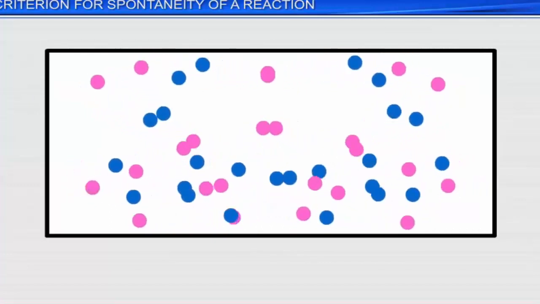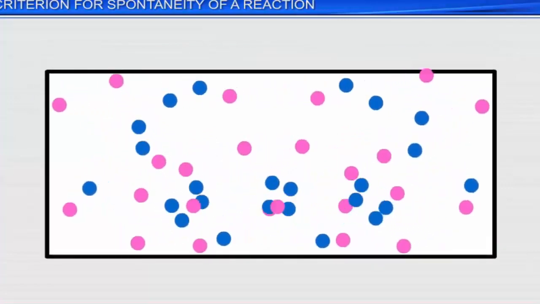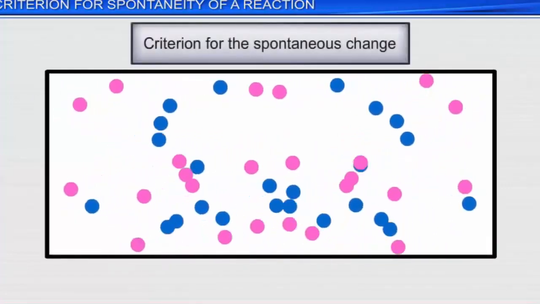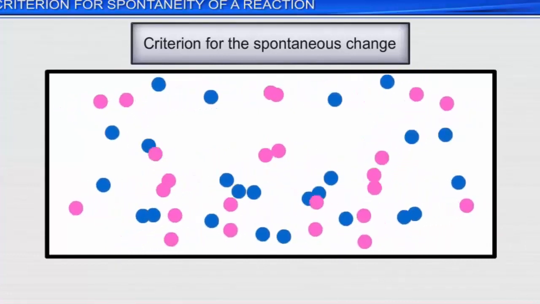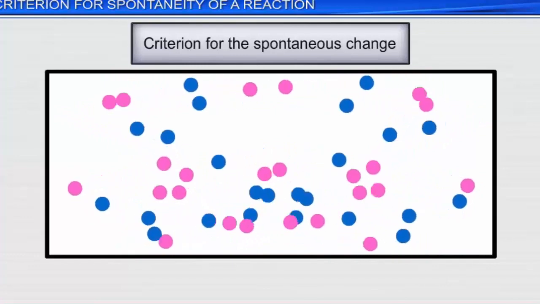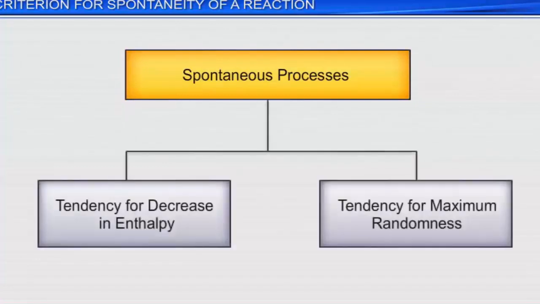Thus, we can conclude that the tendency of a system to acquire maximum randomness is another factor that is responsible for the spontaneity of a process. Thus, the tendency of a process to be spontaneous depends on two factors: tendency for decrease in enthalpy and tendency for maximum randomness. We know how to measure enthalpy change of a system.